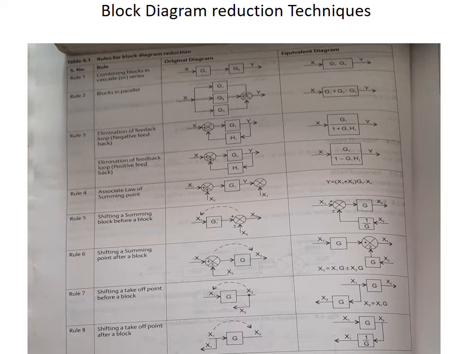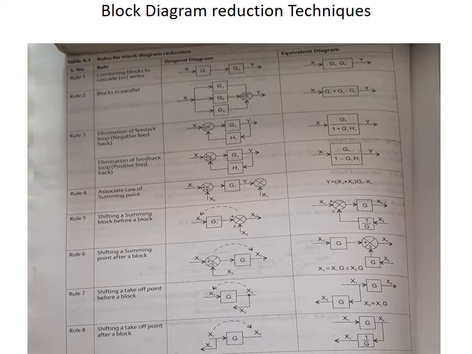So y is G into x1 plus x2, and this y is given to another summing point which has an input of minus x1. So your overall transfer function is G1 into x1 plus x2, minus x1. This is the overall gain of this particular rule 4 block diagram.